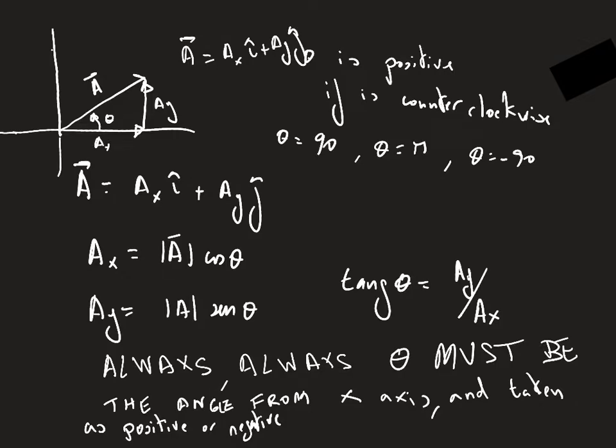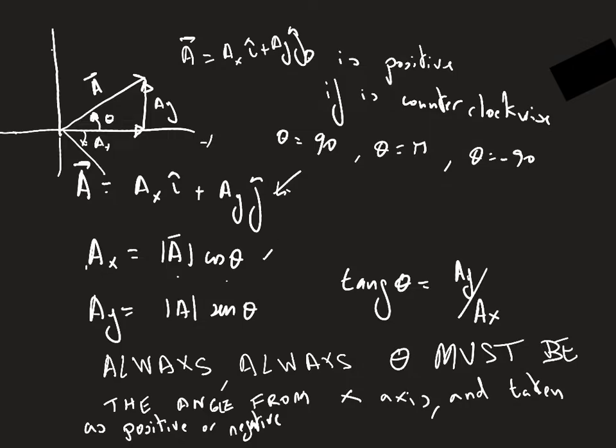So what are the relations? This is the vector A, and clearly AX is the magnitude of A times cosine of theta. But you have to be very, very careful with this theta. This theta is measured from the x-axis, and it is taken as positive if you go counterclockwise. So for example, this theta will be negative, probably minus 45 degrees.